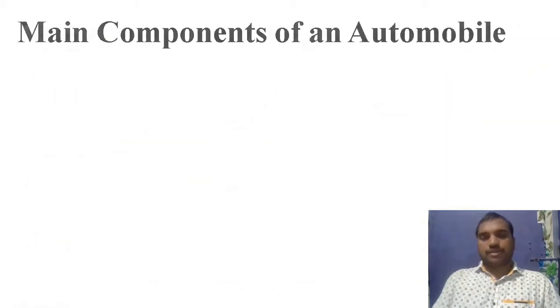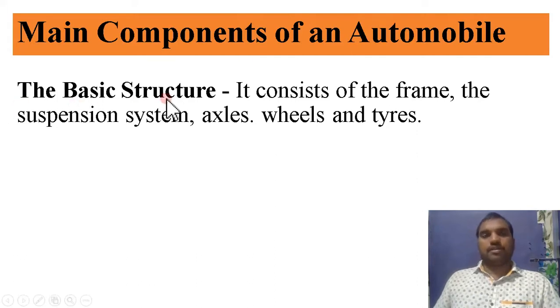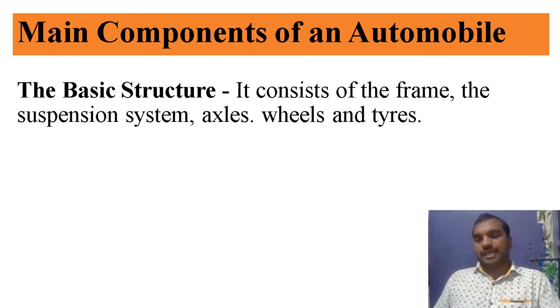So now first we will discuss the main components of an automobile. The first one is the basic structure. It consists of a frame, the suspension system, axle, wheels and tires. The combination of frame, suspension system, axle, wheels and tires is the basic structure. The function of the basic structure is to help mount the remaining systems of the vehicle on the basic structure.